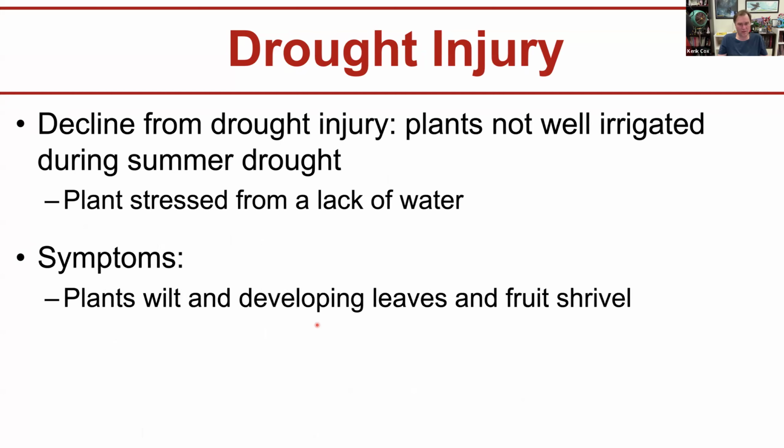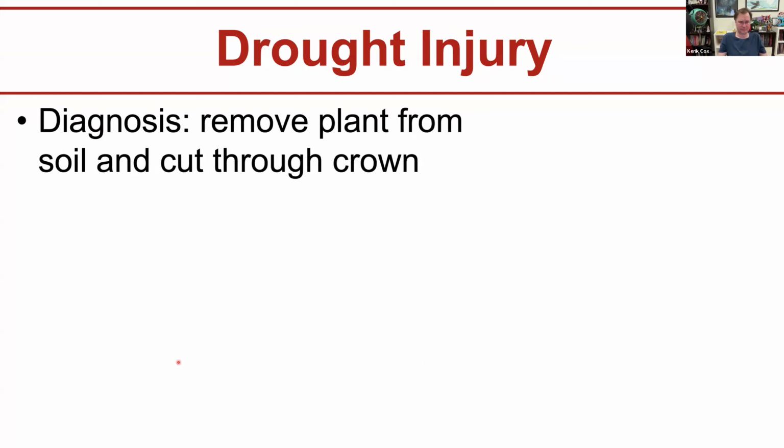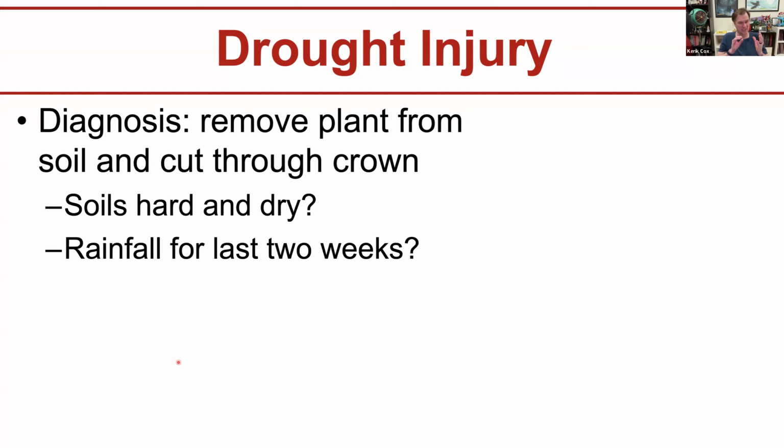Just lack of water, the plant will wilt and shrivel. At this time as well, they'll become susceptible to chemical injury. If you've never seen herbicide injury, but it's under drought conditions, it's more likely to happen. You might think, what on earth? If you remove the plant, cut to the crown, and it's hard and dry like clay, you'll ask, has there been rainfall for 2 weeks?